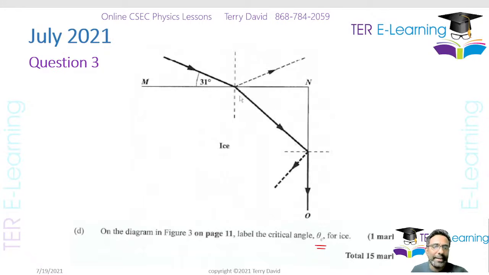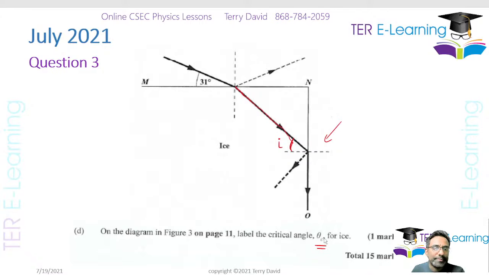So here's what's happening here. Now this ray of light here is being totally internally reflected. Notice nothing came out on the outside here. That ray got stuck inside of the ice. So what that means, you see this angle here? This angle here is my angle of incidence at that boundary. That's my angle of incidence here.